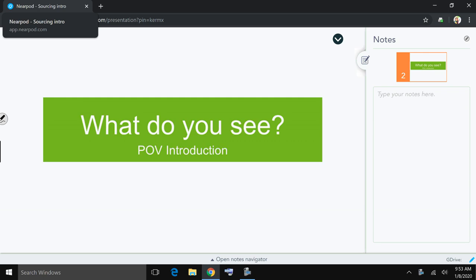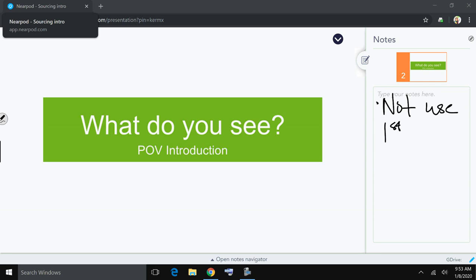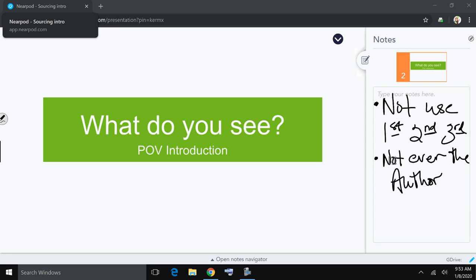So the thing that we know right now is that we want to not use first person, second person, or third person, right? That's not something that we're ever going to say. It's not ever the author alone. You can't just say the author. You got to tell me who the author is. And then the last thing is, do not use pronouns.